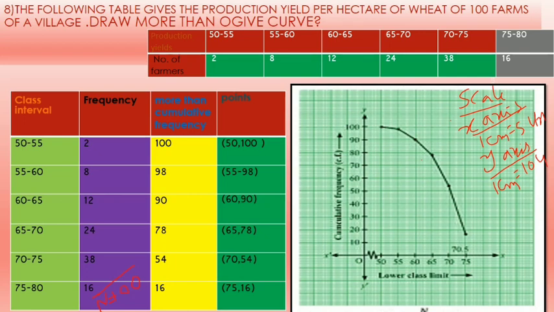Here we have to find the median also by this curve. First take n by 2 value. n is 100 here, so n by 2 means 50. So in the y-axis, where is 50? Just look at 50. From 50, draw one line parallel to the x-axis up to the curve.